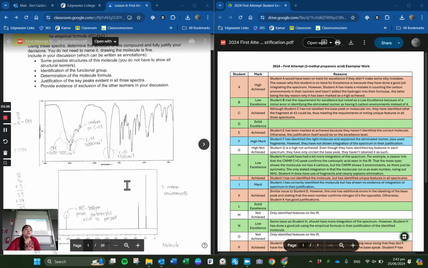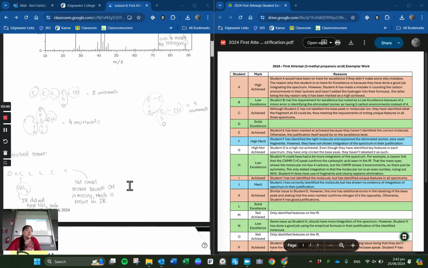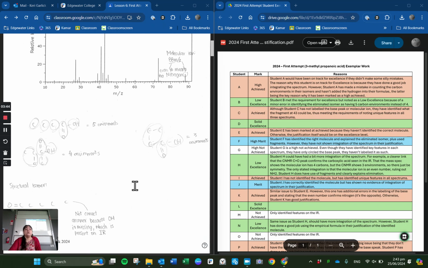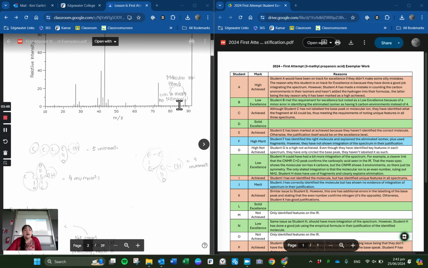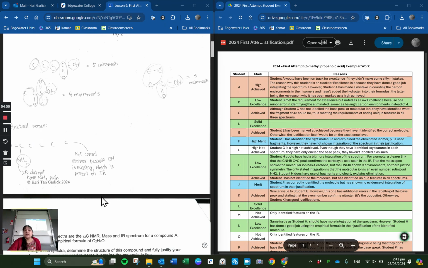So even though this student has gotten a lot of good work written down, and has things here that would potentially be towards the excellence level, like recognizing that this is an even number, so there's no nitrogen, and that's actually one of the excellence criteria, the integration of your spectra. Because they haven't gotten the right molecule, it then marks them down to an achieved. So chemistry is really harsh like that, unfortunately. So that one was a high achieved.